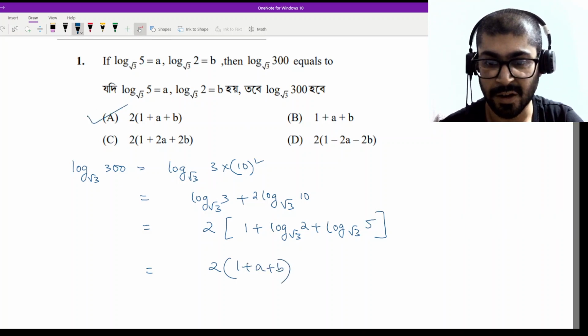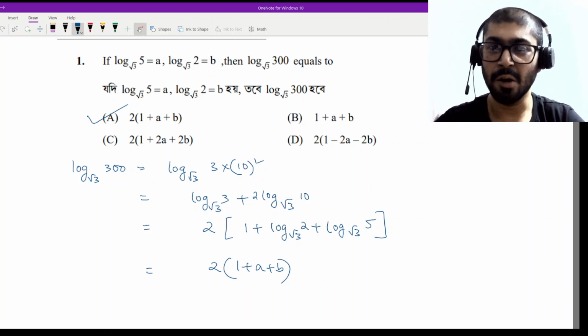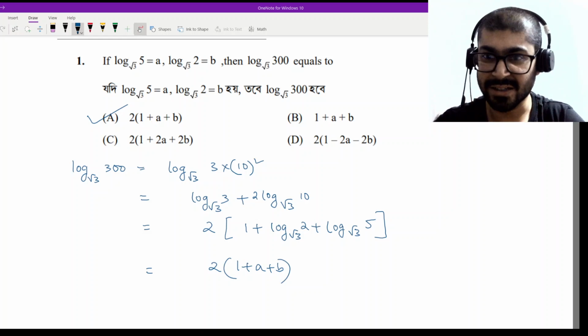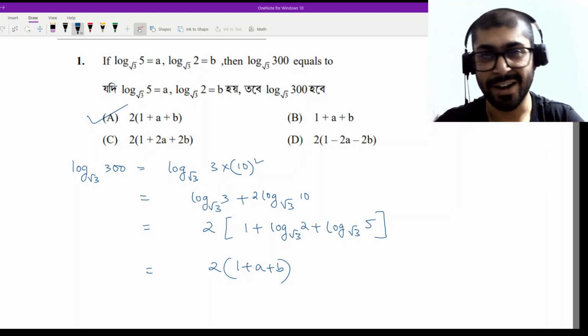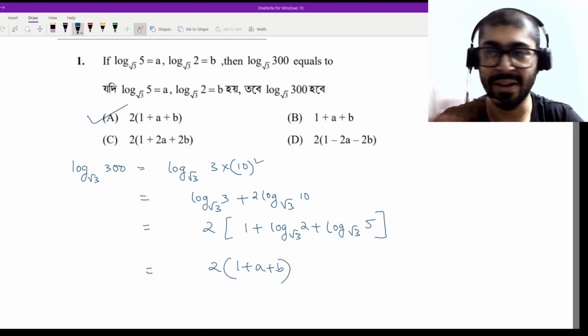Option A. Alright, now this was not too difficult, right? You just had to factorize 300. Now here you might go in different directions. Some of you might write it as 5 into 60 and you can factorize 60 into 12 into 5, get 5 from there.